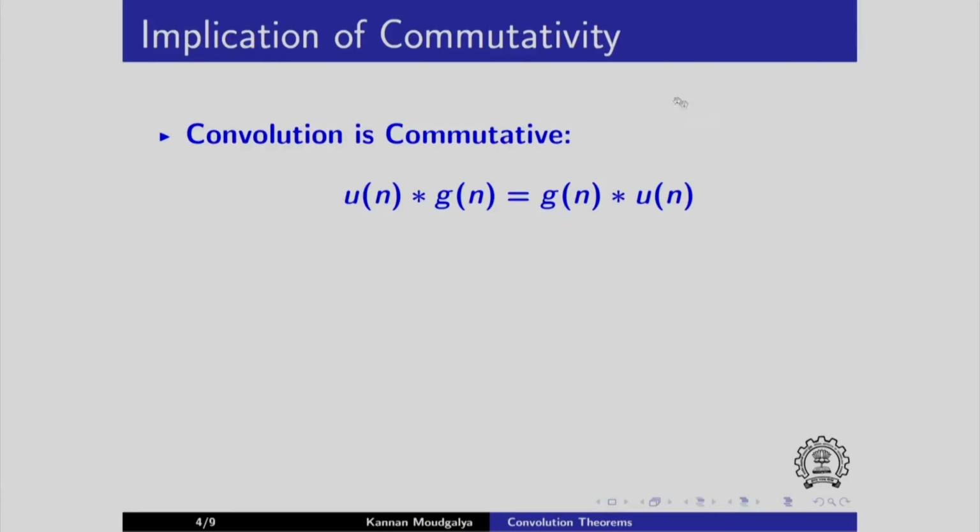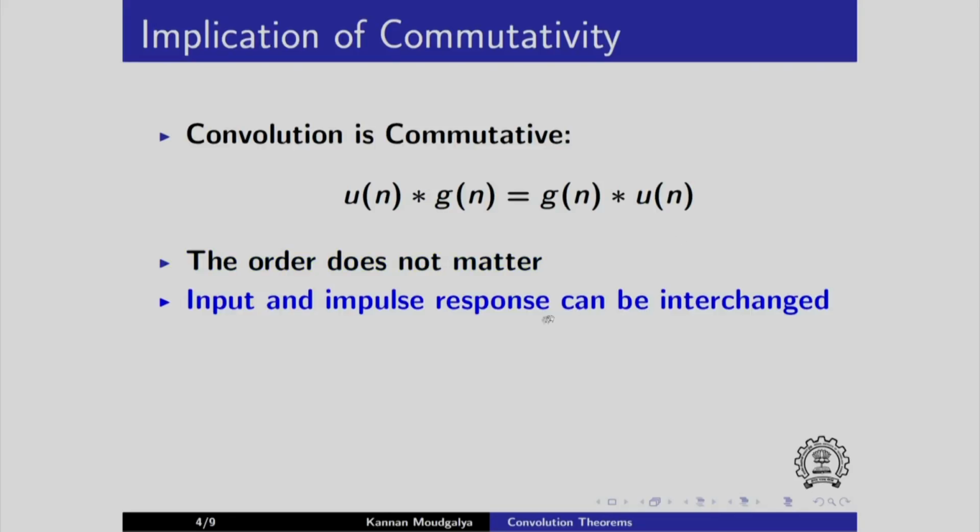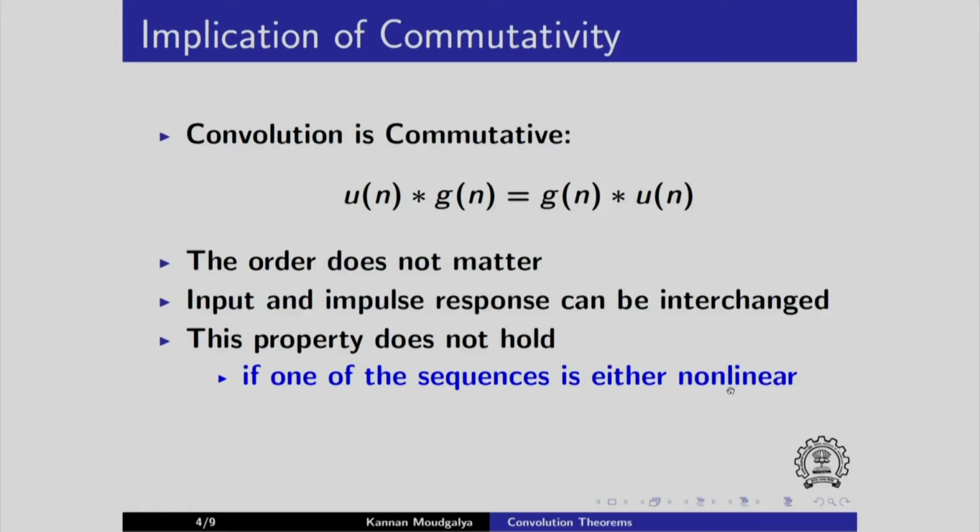What is the implication of commutativity now? The order in which they are multiplied does not matter. So the input and impulse response can be interchanged. This property does not hold if one of the sequences is either nonlinear or time varying or both. This property also implies that impulse response and the input can be interchanged. Here is a system where the input is u, impulse response is g of n. Here is another system where the input is g of n and the impulse response is u of n. The values are the same.